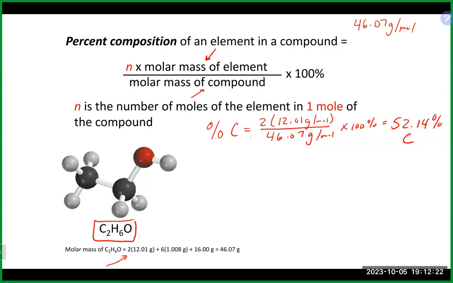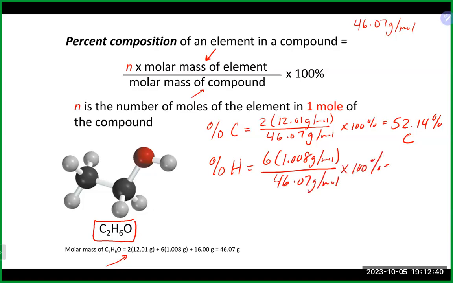We could also do the same thing for our hydrogen. To figure out the percentage of hydrogen, we would take 6 times the molar mass of just the hydrogens, divided by the molar mass of the entire compound. Once again, we'll multiply it by 100%. That would get us 6 times 1.008 divided by 46.07 times 100, and it's about 13.13% by mass hydrogen.